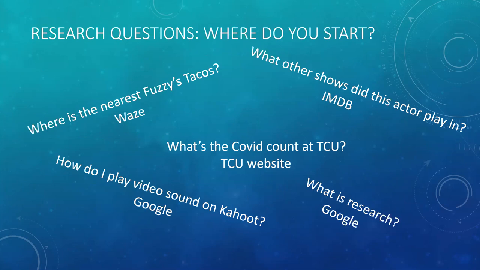So if I'm looking for the nearest Fuzzy's Tacos, I'm not Googling that. I'm probably gonna go into Waze because I've categorized that in my head as a directional question. And I'm gonna go into that app so that I can find the directions to it. If I want to know what show an actor played in, I'm categorizing that as a theater movie question, and I'm gonna go to the IMDB website. COVID count at TCU, I've categorized that as a TCU question, and I'm going into the TCU website.